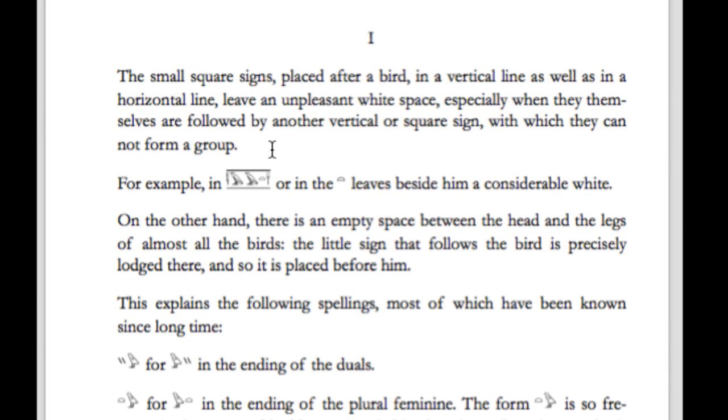Examination number 1. The small signs placed after a bird in a vertical line as well as in a horizontal line leave an unpleasant white space, especially when they themselves are followed by another vertical sign or square sign, with which they cannot form a group. So it gives an example. So you have the reed, 2 vulture glyphs, bread loaf, and the scepter. Or the bread loaf leaves beside him a considerable white space.